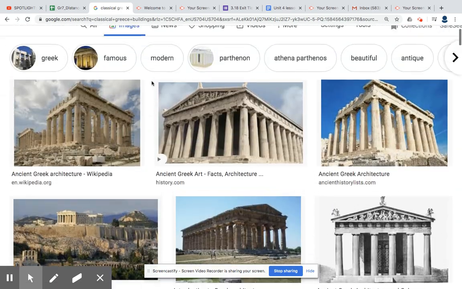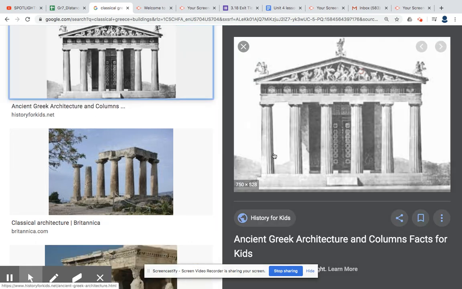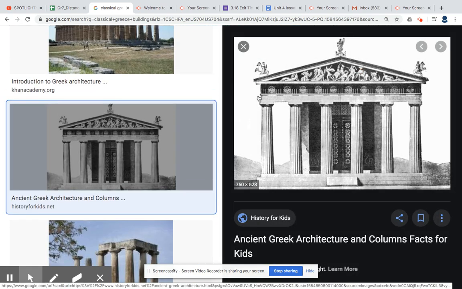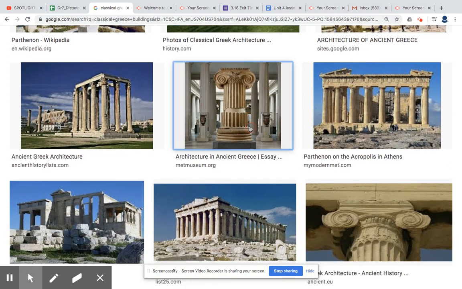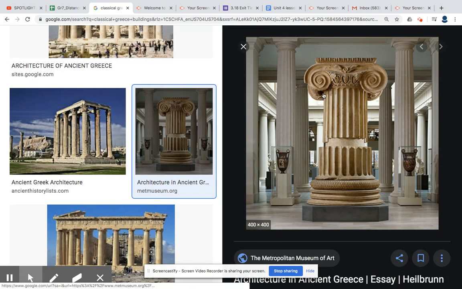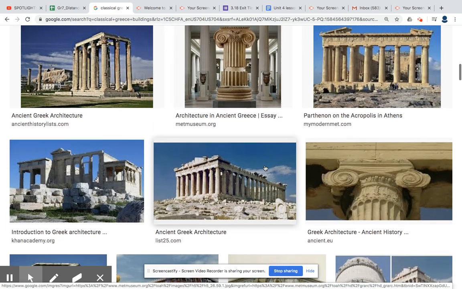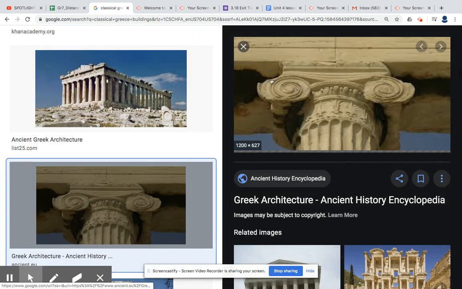There's another one right here. You just saw it. This one. Columns. This is mainly from Greece. The Greeks were really big on columns. The top of the column is called the capital. This one is an Ionic capital. Another Ionic capital.